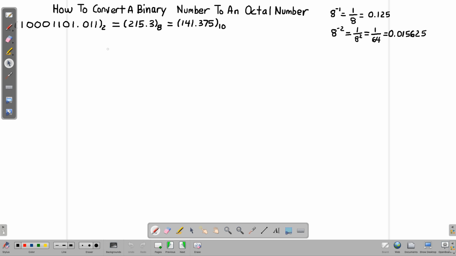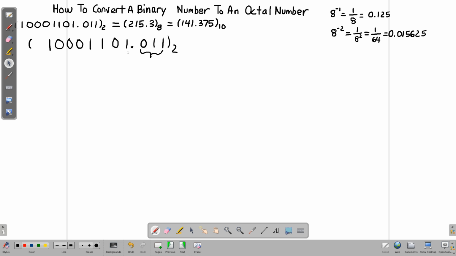Let's compute. We're pretty much going to do the same thing. We want to break out this binary value and group the digits into threes. So we have the value 1, 0, 0, 0, 1, 1, 0, 1, 0.011, and this represents the binary value. Starting from the decimal point, we have 3 digits, and we'll just group these into 3.